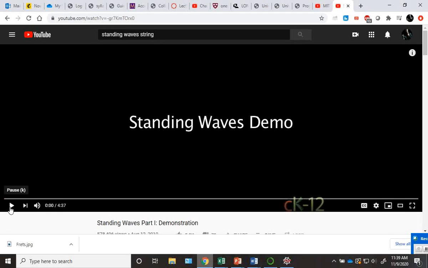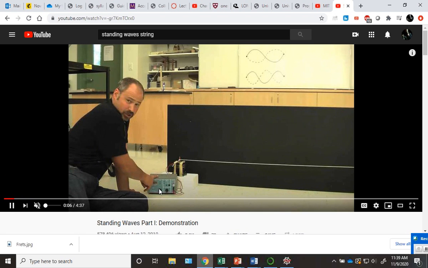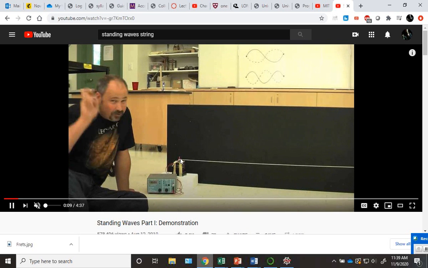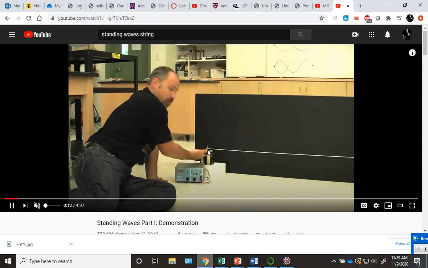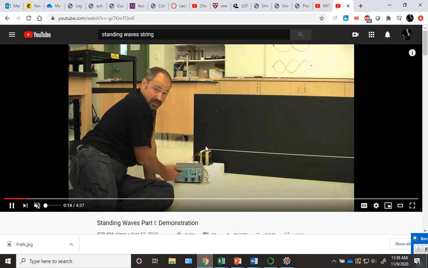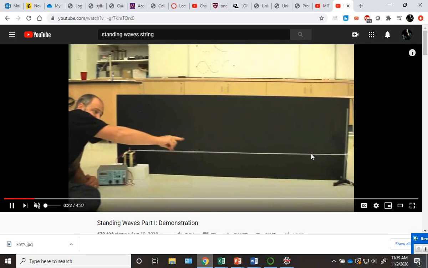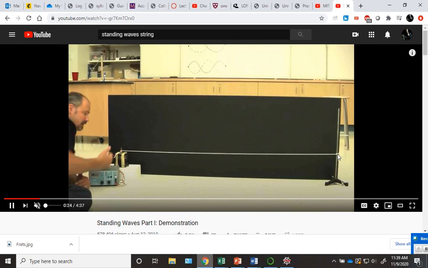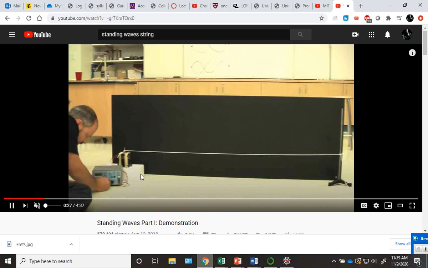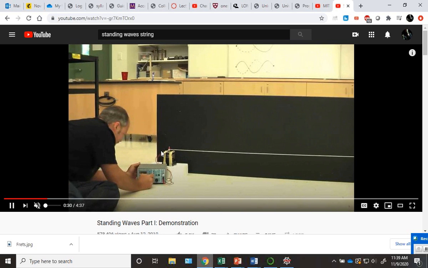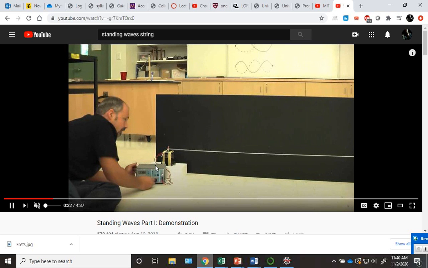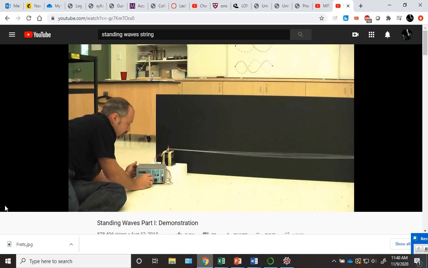This demonstration right here includes the situation of standing waves. And the demonstrator right here is showing the apparatus. You see the long string, and there is a pulsing device on the left end that will cause the string to oscillate up and down, and it will send a pulse down the length of the string, and you can see that the far end is fixed. So he's going to start up the pulsation of the string.